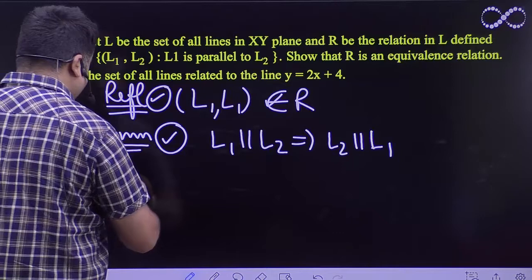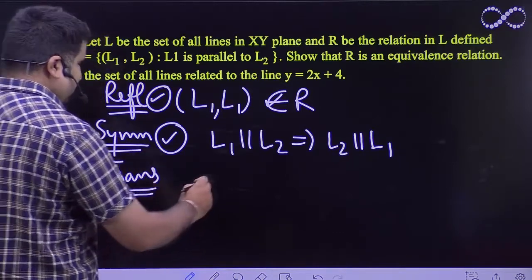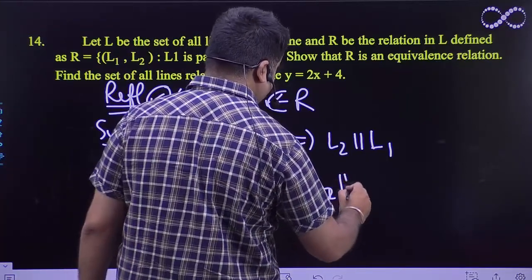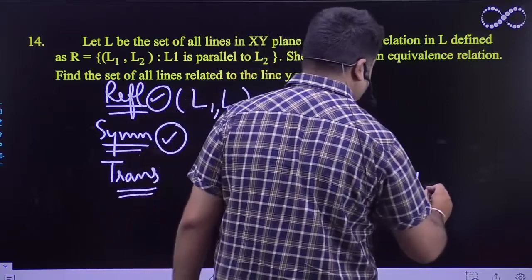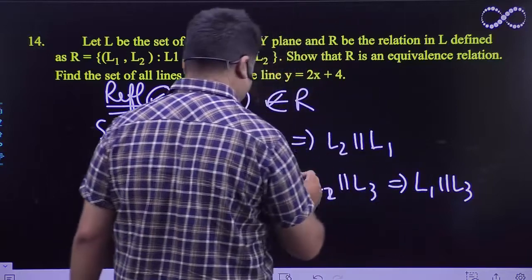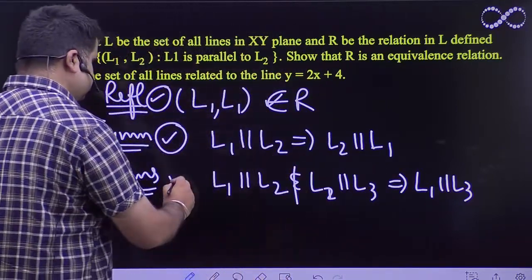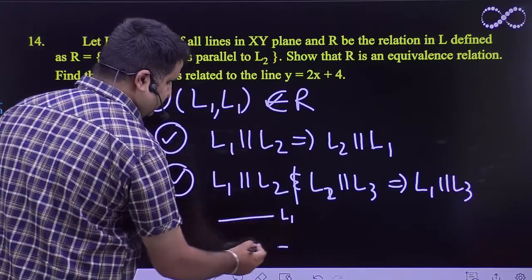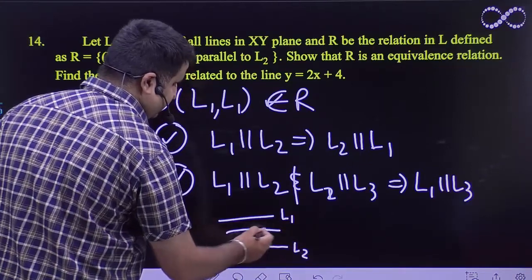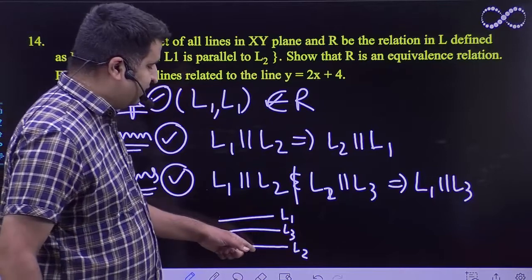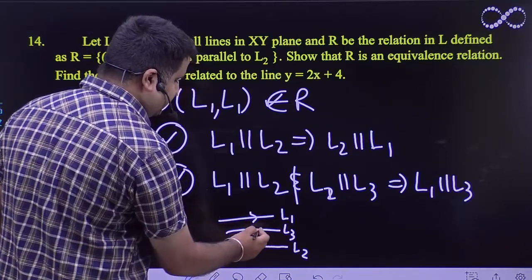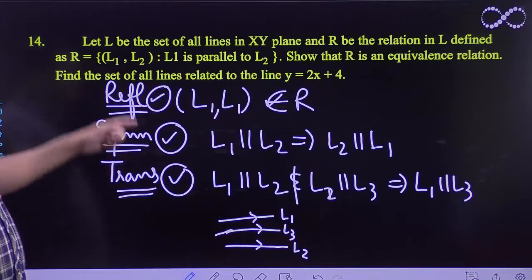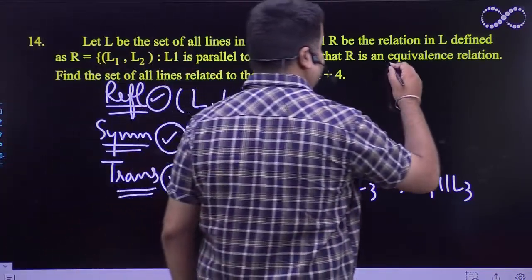Now let's check for transitive property. If L1 is parallel to L2, L2 is parallel to L3, this implies L1 is parallel to L3. So this is also true, since let's suppose this is L1, this is L2 and this is L3. Now L1 is parallel to L2, L2 is parallel to L3. Therefore L1 will be parallel to L3 as well. So therefore all the 3 properties satisfy. Therefore R is an equivalence relation for sure.